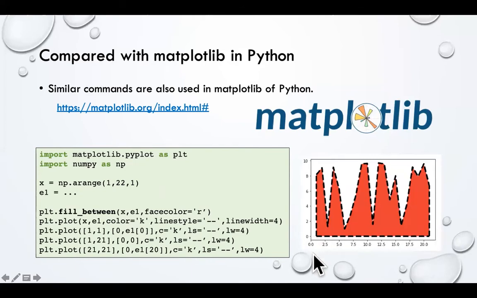Another thing is that you see the dashed line at the boundary of this area. In matplotlib, with fill_between you need to write the boundary separately, but in Matlab you can just include it in the line style. So here, the last four lines just draw the four boundaries of this area. You can see similar things in the later slides.